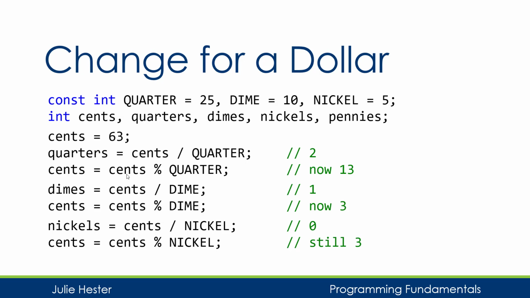Now that I've figured out the quarters, and the dimes, and the nickels, I have 3 cents left. And I don't have to do any more calculations to know that the number of pennies I need is going to be the number of cents left over. So what that tells me is if I have 63 cents, then I can make change by using 2 quarters, 1 dime, 0 nickels, and 3 pennies.